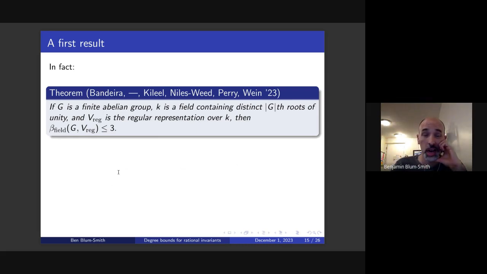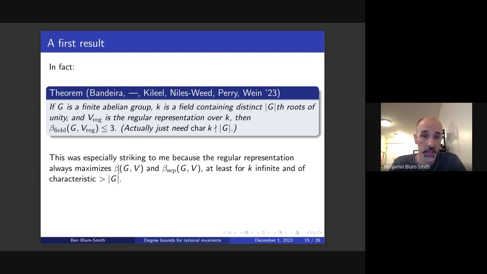Anyway, the claim is for the regular representation of any finite abelian group, the field of rational invariants is generated by the invariants of degrees less than or equal to 3. And actually, we just need the non-modular case. In the paper, we stated this under the assumption that I wrote here, but it turns out that only non-modular is needed.